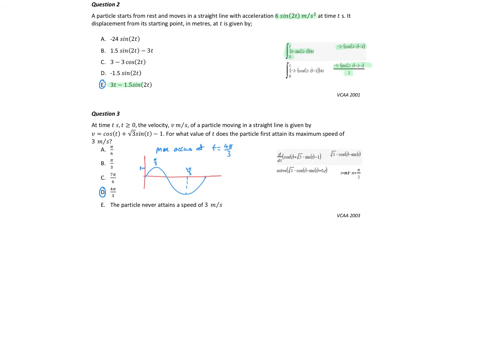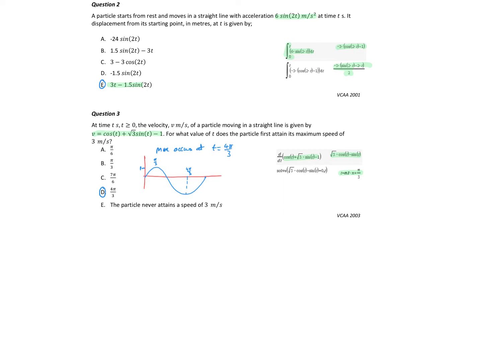What are we doing? Similar sort of thing. Okay, we've got a velocity there, and the velocity is equal to that. For what times of t does the particle first attain its maximum speed? So when's the maximum occur? When the derivative is 0. So let's find the derivative, which is there, solve it equal to 0, and I get pi plus pi on 3.